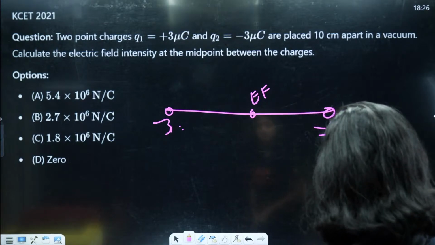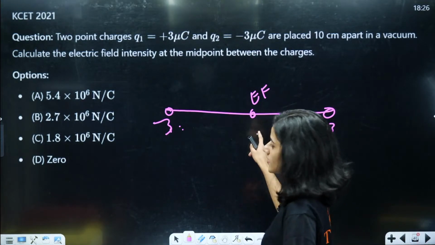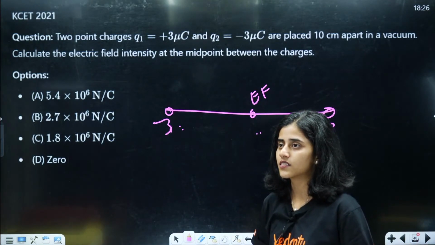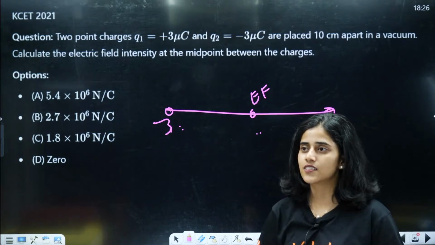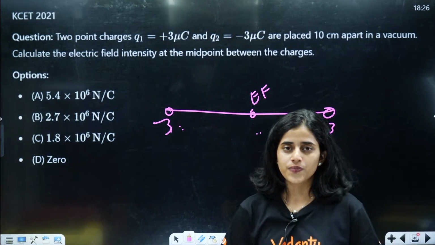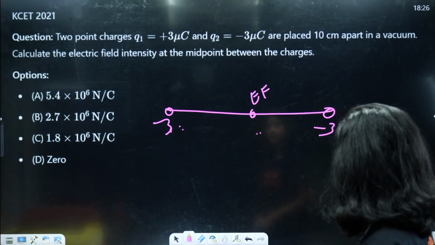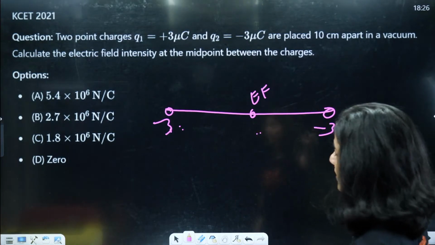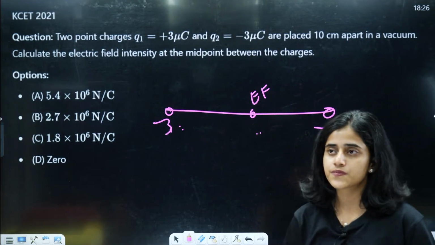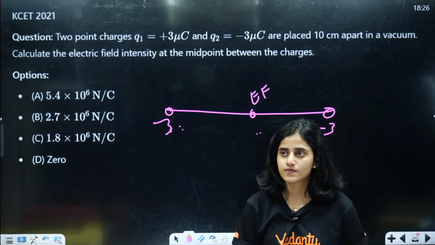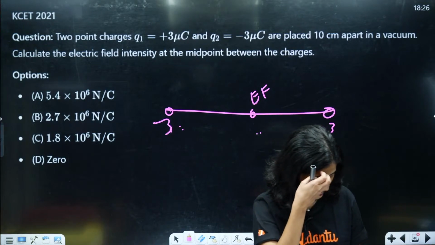So find out. What is the formula? You just have to find out the electric field at the midpoint. And the charges are plus 3 microcoulomb and minus 3 microcoulomb. Come on.